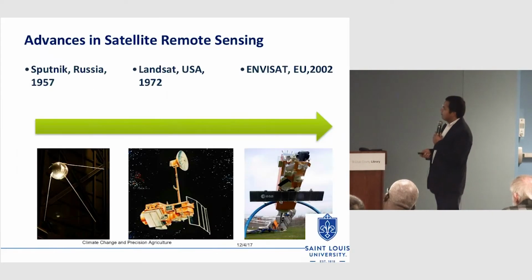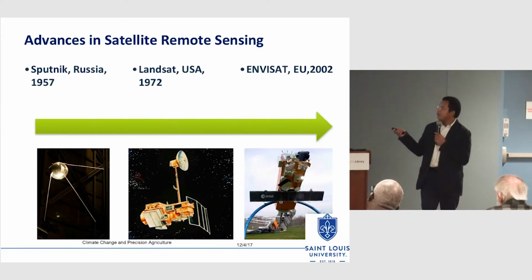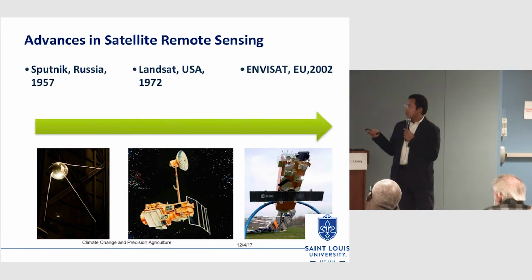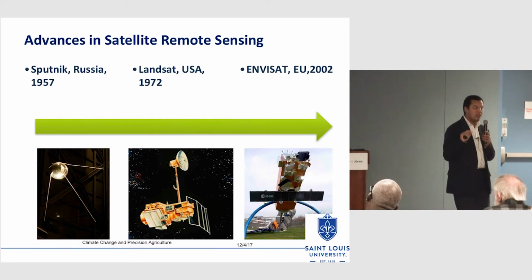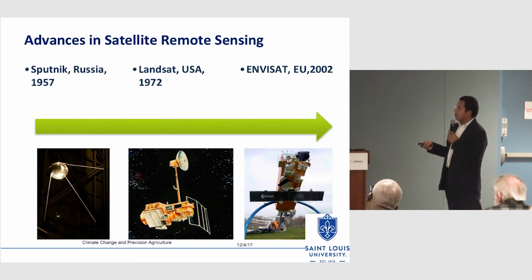And then in 1957, Russia launched the first environmental satellite, called Sputnik, in 1957.